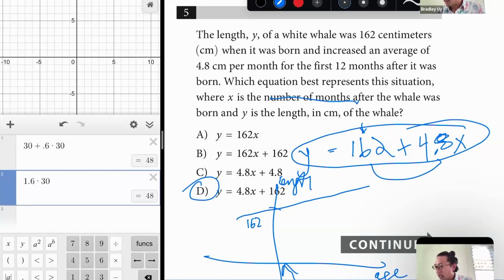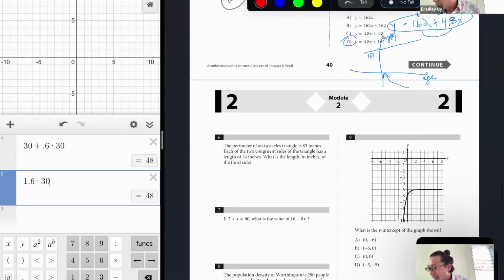All right. It starts at 162. To explain this equation, it starts at 162 and increases by 4.8. This doesn't start at 162. That's what's wrong with this. This is wrong because it doesn't increase at 162. And this assumes that when the baby was born at 0 months, it was 0 centimeters in length, which is not true. Okay. All right.